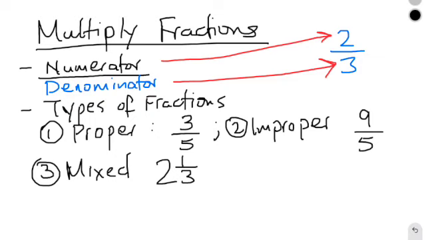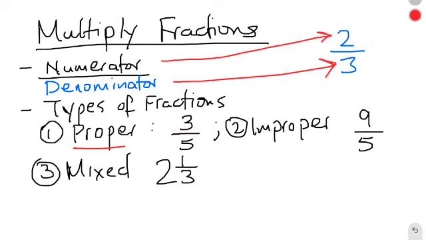There are three types of fractions that we'll focus on today. The first of them being a proper fraction. A proper fraction is where you have the numerator, the value of the numerator, smaller than the value of the denominator. So that's the proper fraction.